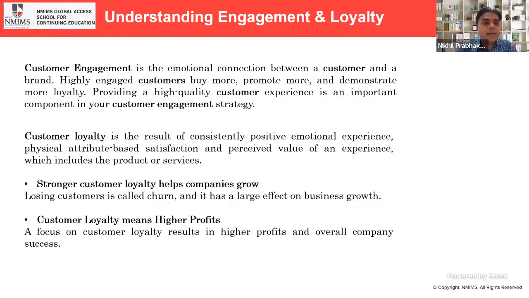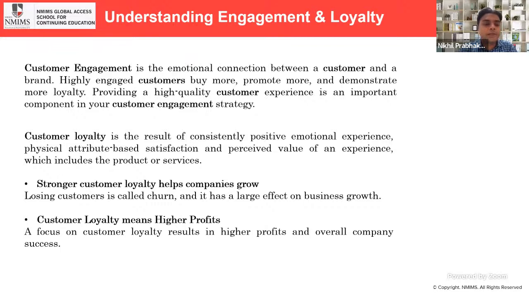Now, what happens if people are engaged? That means they're visiting our website, going to our app, going to our store, reaching out to the brand again and again. And there is a higher chance that these people will convert, they will buy more, promote more, and demonstrate even more loyalty. Now, loyalty over here is basically a result of continuous customer engagement, especially if things are going positive. Then over a period of time, if people are happy with the product as well as the service, they will come back, buy more products, maybe refer others. This stronger customer loyalty is what we are trying to aim for. This will help us to grow the company sustainably.